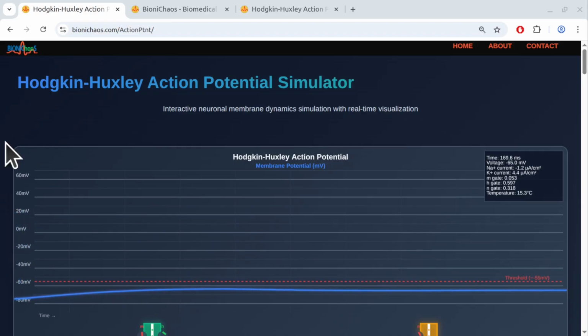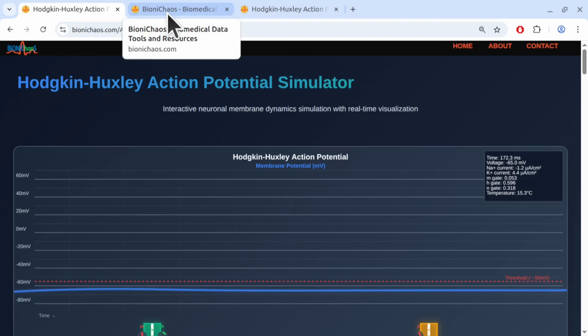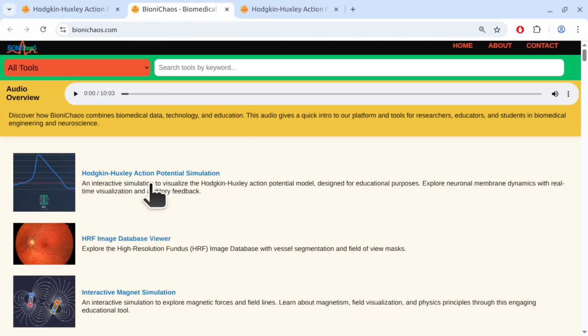Okay, so it was actually developed by AI. It was developed by Gemini and Claude together, and it will eventually be available on my website, bionichaos.com. Hey, can you comment on them, make it fun, and sign us out?